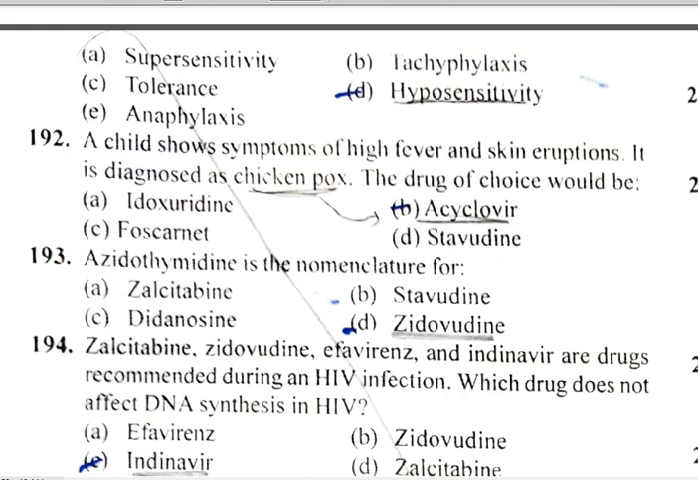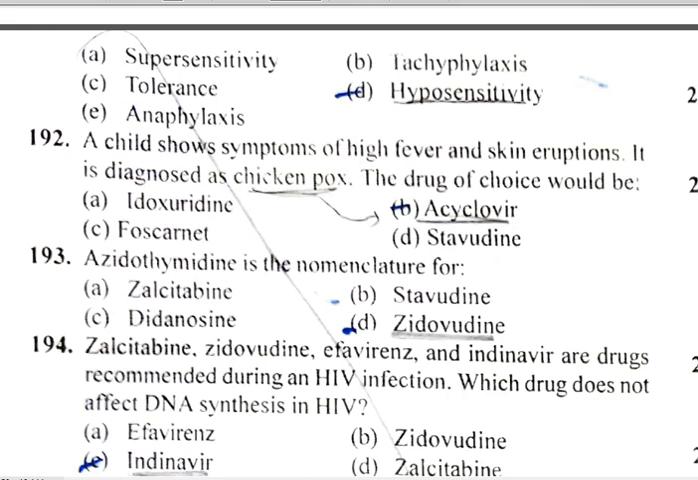And next one is, a child shows symptoms of high fever and skin eruptions. It is diagnosed as chickenpox. The drug of choice would be acyclovir. Azidothymidine is the nomenclature for zidovudine. Zalcitabine, zidovudine, efavirenz, and indinavir are drugs recommended during an HIV infection.